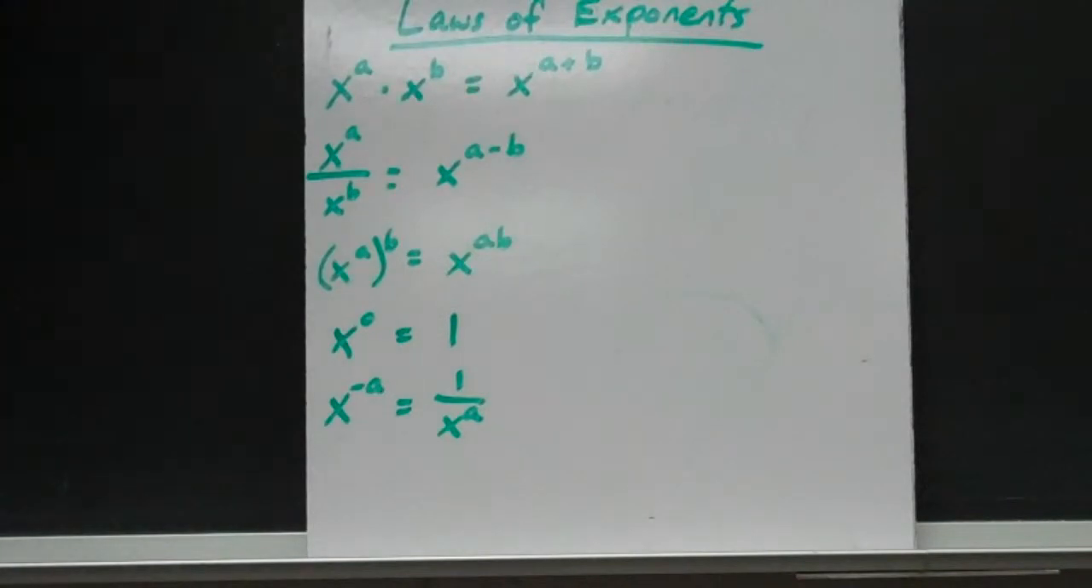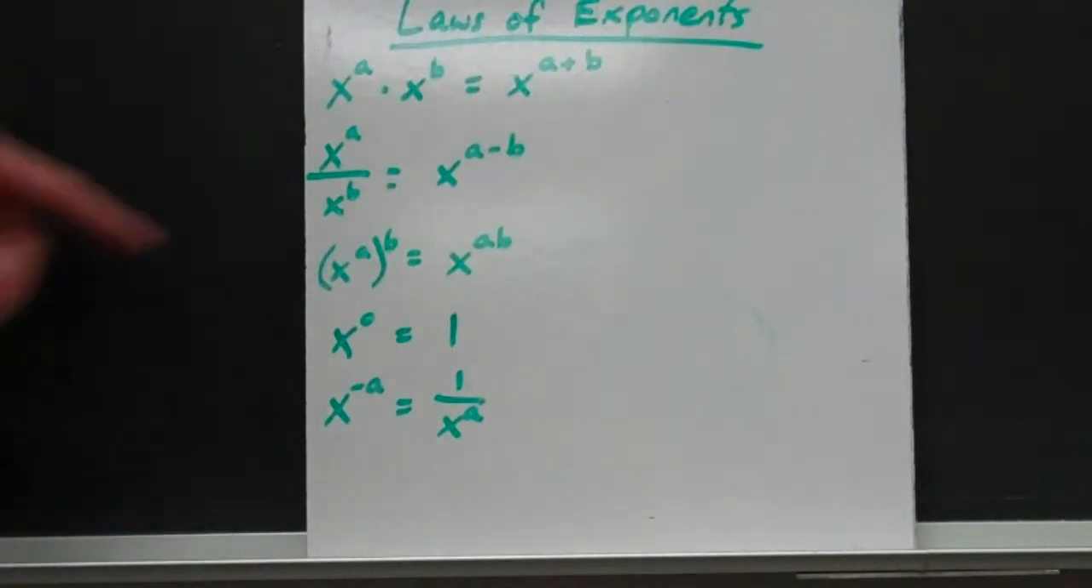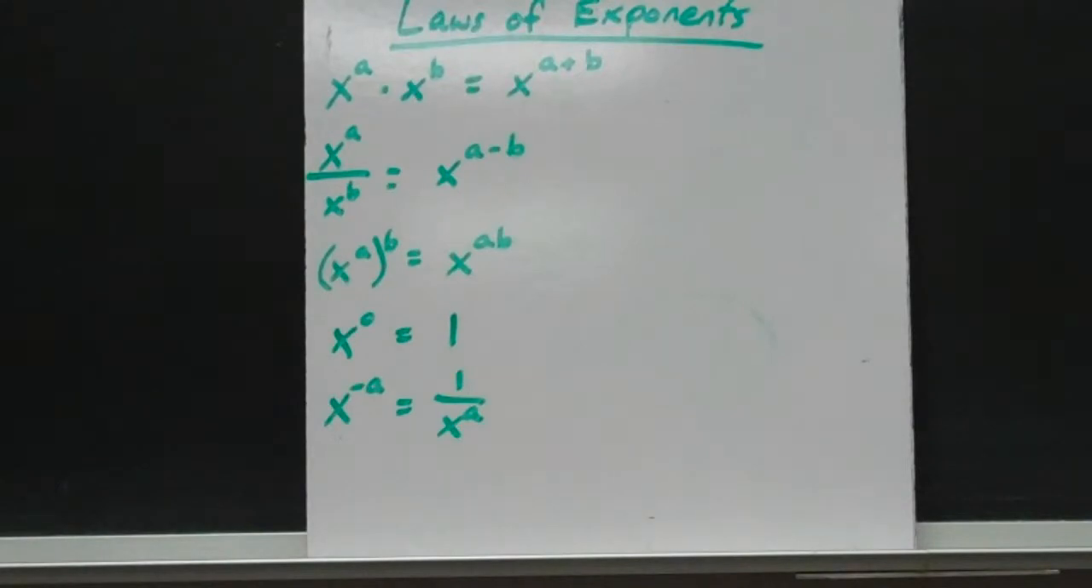When we divide two values with the same base, we have x to the a divided by x to the b. We subtract the exponents, so we get x to the a minus b. When we take one exponent, we raise it to another, we multiply the exponents together. So x to the a to the b is x to the a times b.